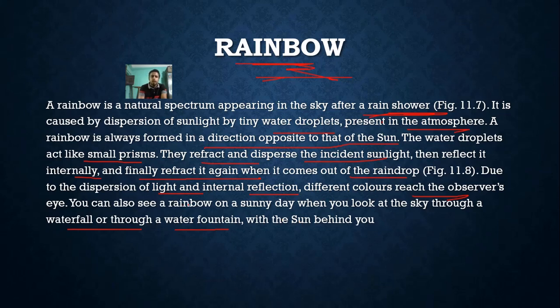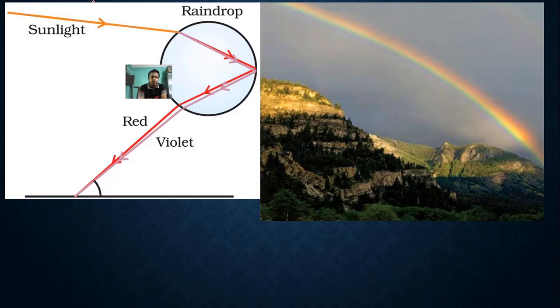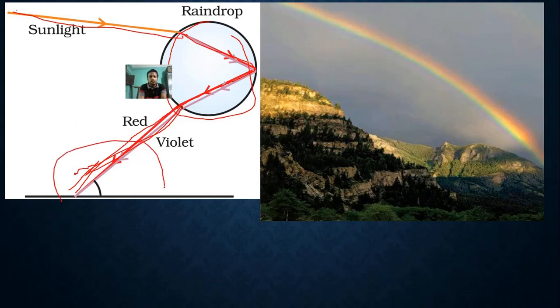You can also see a rainbow on a sunny day when you look at the sky through a waterfall or through a water fountain. You should try it with the sun behind you. This is the phenomenon of sunlight. When the sunlight appears, it refracts into the water drop. It hits the boundary of the water drop. Then further reflection takes place, and then it refracts and emerges as a light ray from the interface of the water drop and hits our eye, and you can see the rainbow.